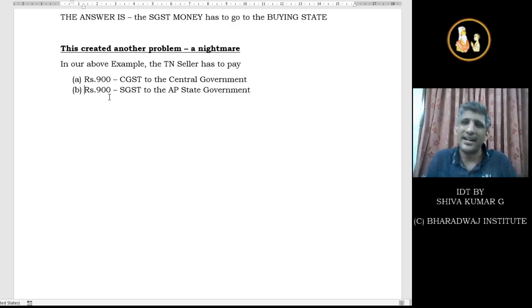Sir, simple matter, sir. The Andhra government can ask the Tamil Nadu government to collect the tax and give it to the Andhra government. Sir, come again. The Andhra government can ask the Tamil Nadu government to collect tax from me, the Tamil Nadu seller, and give it to the Andhra government. Yes, they can ask. What is the problem in asking? Let them ask. Now you have to understand, the money has to go to the Andhra government.